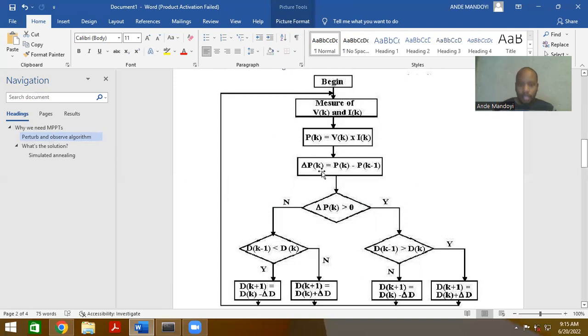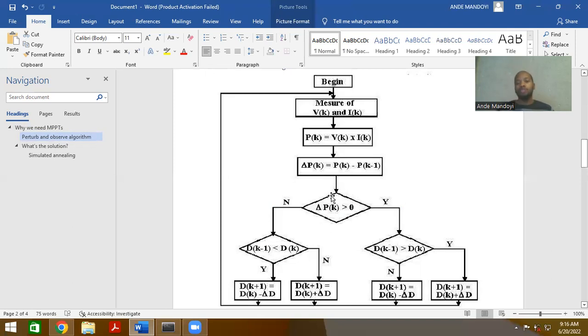If we then check, is the power that we've just measured greater or less than the power that was measured before? Meaning if this is the second time that we're measuring, we look at whether the power we've just measured this second time is greater or less than the power that we measured the first time. So if this power is greater, then delta P is going to be positive. If it's less, delta P is going to be negative. And based on whether this delta P is negative or positive, we then make the next decision.